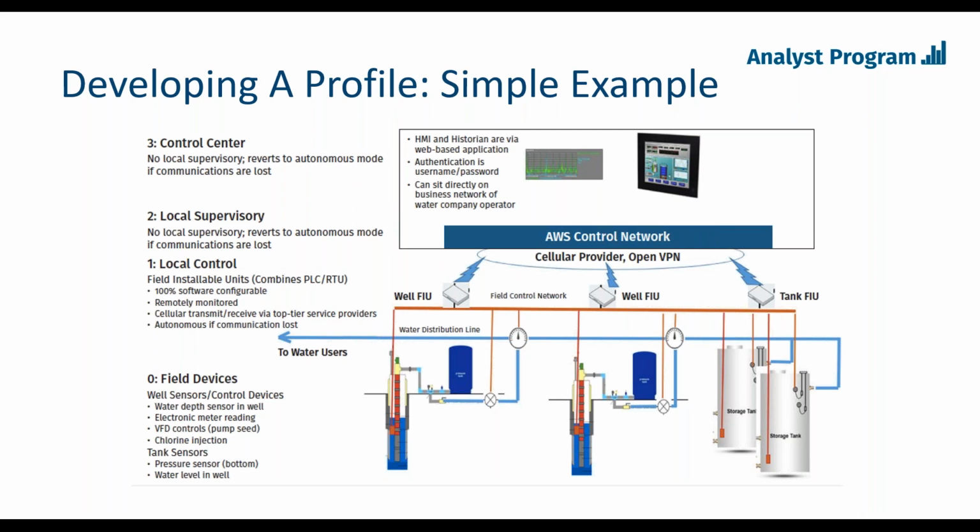There's no local supervisory level. It all feeds up to an AWS controlled network or AWS-based control network. The links are cellular, and the water superintendent can sit in his office and look at the HMI and historian on a web-based application. So this is kind of the simple example that was brought out in the paper.